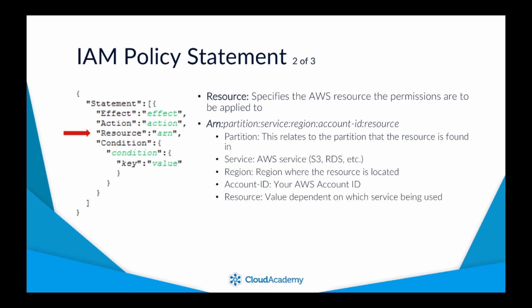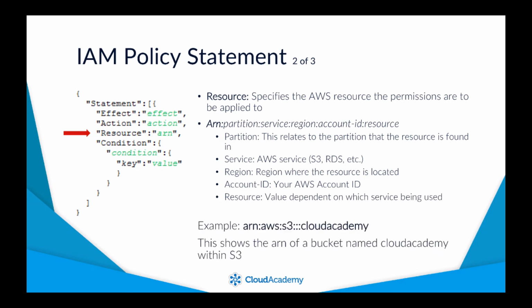Resource. The value of this field will depend on the AWS service you are using. For example, if I were using the action S3 delete bucket, then I could use the bucket name that I wanted the permission to delete. And in this example, Cloud Academy is the name of the bucket.